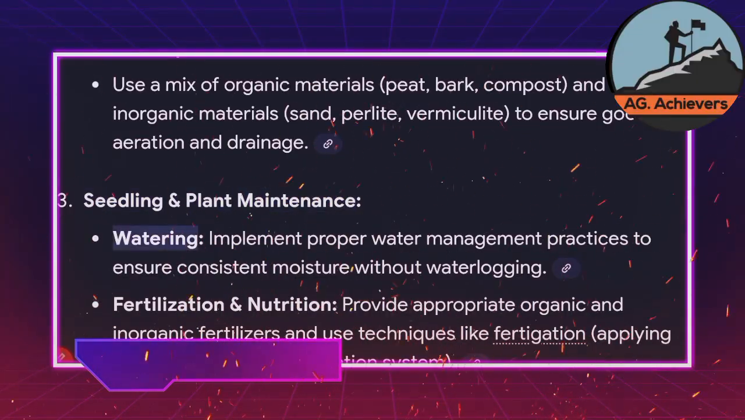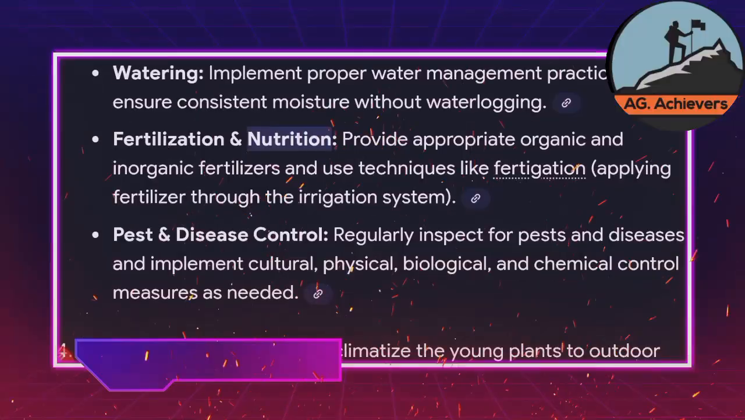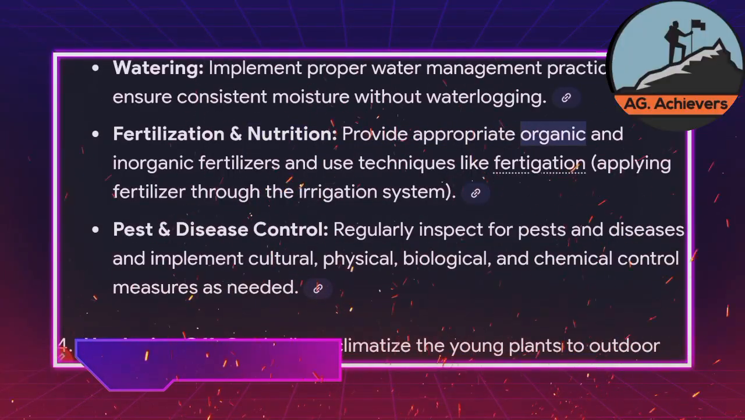Watering. Implement proper water management practices to ensure consistent moisture without waterlogging. Fertilization and nutrition. Provide appropriate organic and inorganic fertilizer and use techniques like fertigation, applying fertilizer through the irrigation system.